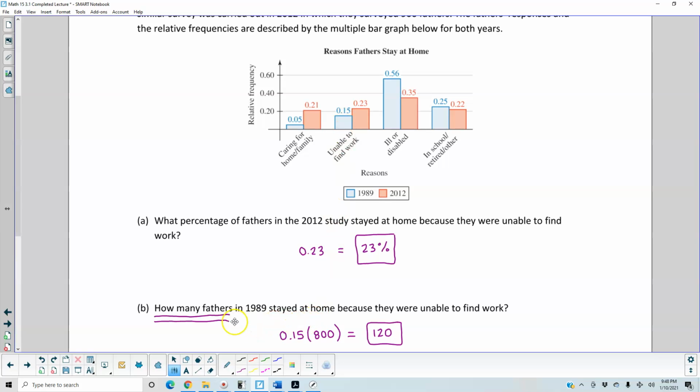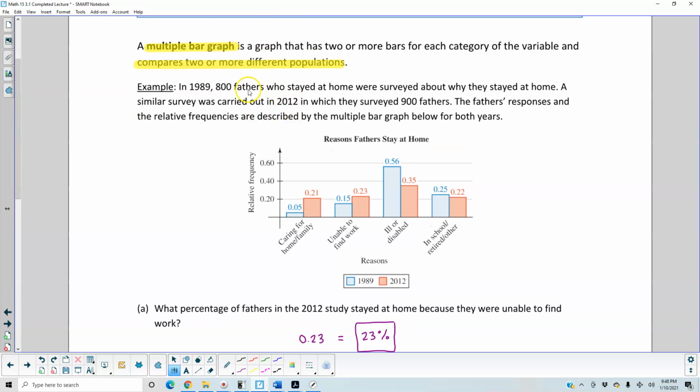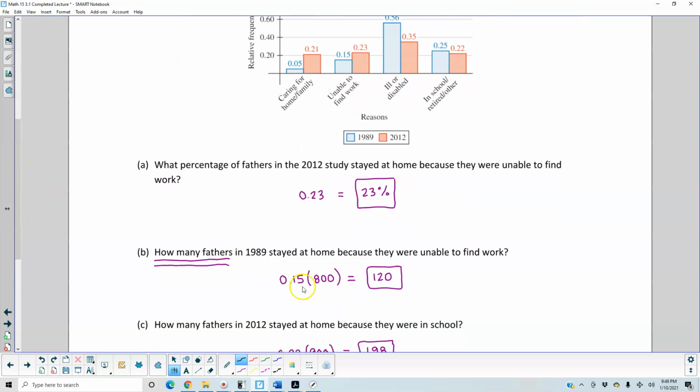Now, we need to figure out how many fathers in 1989 stayed at home. Well, we also need to use the amount of the fathers who were sampled in 1989, and that was 800. So we need to find out what is 0.15 or 15% of that 800. So 0.15 times 800 tells us that 120 of the fathers in 1989 stayed at home because they were unable to find work.